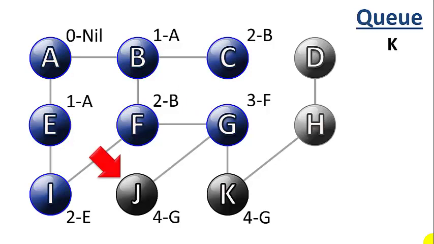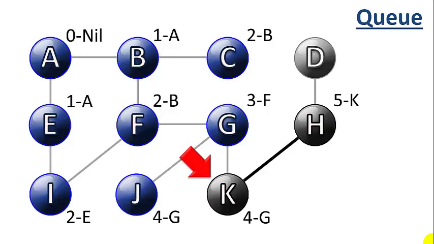We pop J off the Q. There's nothing to do at J, so we can simply mark J as visited. We pop K off the Q, and K has one outgoing edge to vertex H. So we're going to paint H black. We update its predecessor and distance values to 5 and K, and we add H to the Q. Now we're done with K, so we can paint K blue. We visit H.